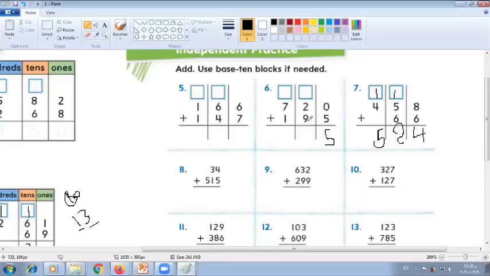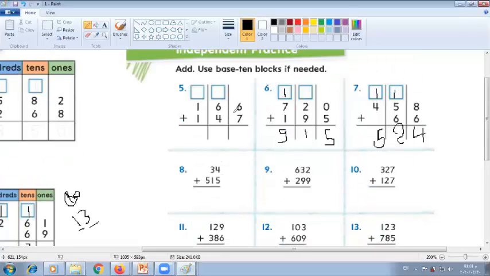Now here, 2 plus 9 equal 11. 11 means I made a new 100. So 11 means I have 1 ten and 10 tens, which make me a 100, a new 100. 1 plus 7 equal 8. 8 plus 1 equal 9. So the sum I have is 915. Good job. Now let's go to number 5.